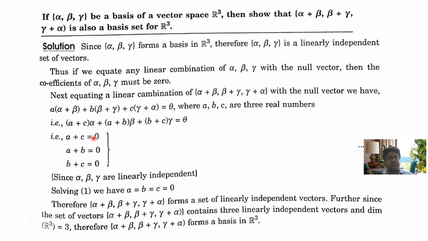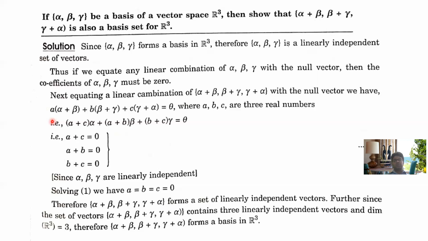then A plus C equals 0, that is the alpha coefficient is 0, beta coefficient 0, gamma coefficient 0. A plus C equals 0, A plus B equals 0, B plus C equals 0. Since alpha, beta, gamma are linearly independent, already given information, all scalars A, B, C are 0. So solving this we find A, B, C is also 0.